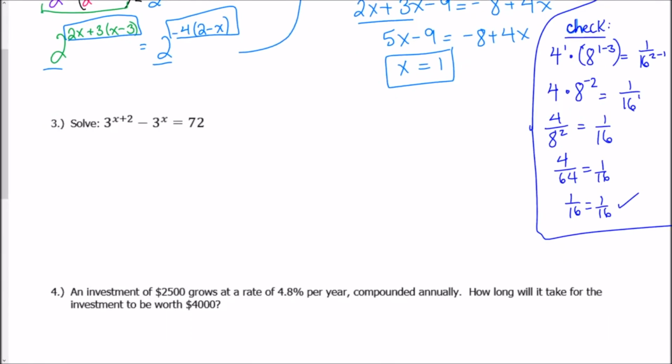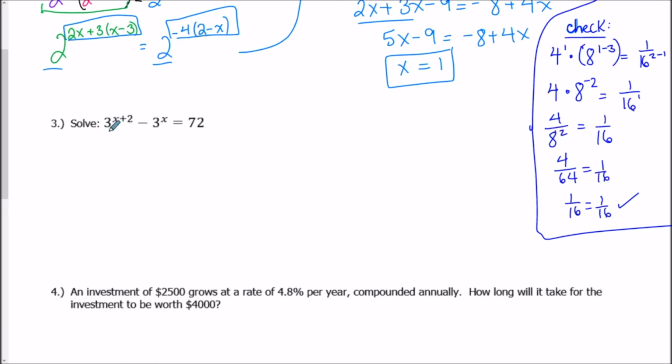So now taking a look at number 3. Number 3 is a little bit different because of this minus sign. So 3 to the power of x plus 2 minus 3 to the power of x equals 72. We don't have any rules for exponents with subtraction here. So we need to be a little bit creative about how we're going to solve a question like this.